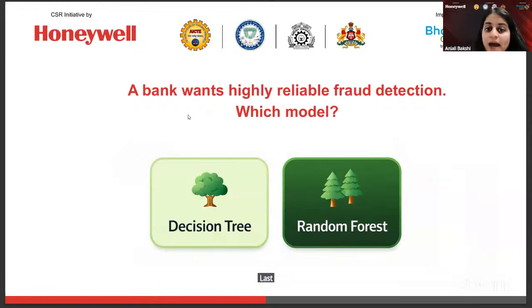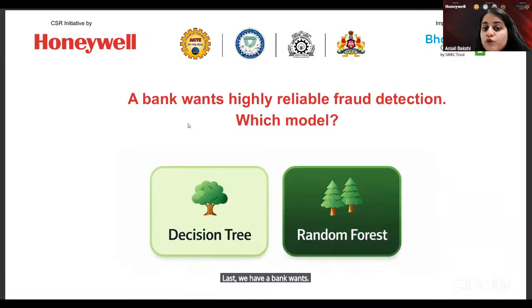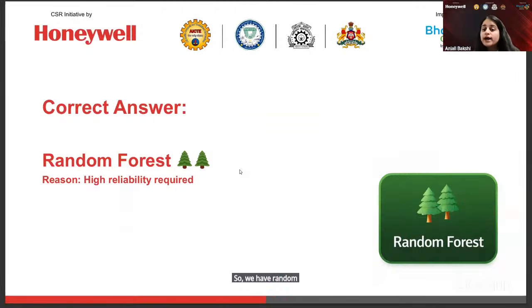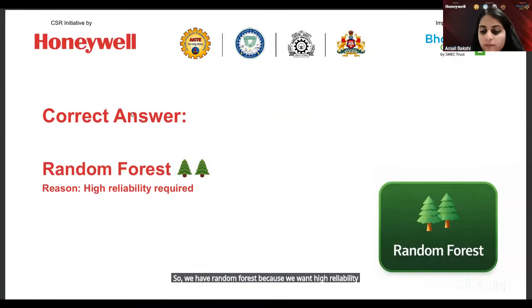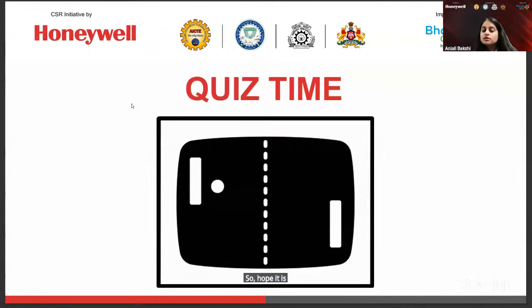Last, a bank wants highly reliable fraud detection. What do you think? Decision tree or random forest? Sakshi says random forest. Okay. So we have random forest because high reliability is required. Hope it is clear, the difference between decision tree and random forest, when to use where, and which algorithm is preferred for which purpose. So this was all the algorithms for supervised learning.